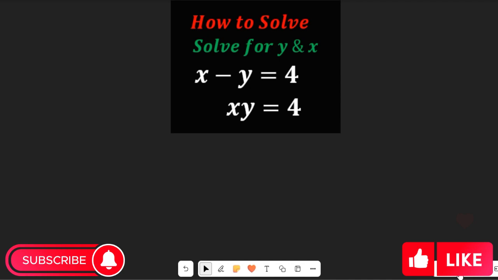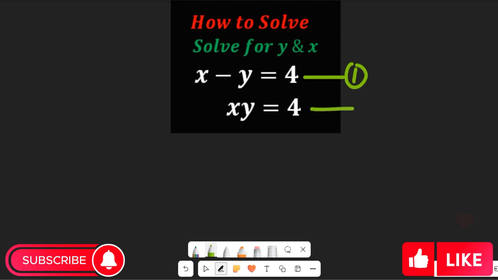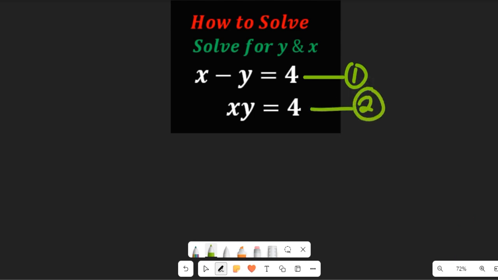Now, looking at this expression, the first thing I want to consider is to take the first expression as equation 1 and the second one as equation 2. Now, how do we solve this? From equation 1, we're going to analyze equation 1. x minus y, we said, is equal to 4.